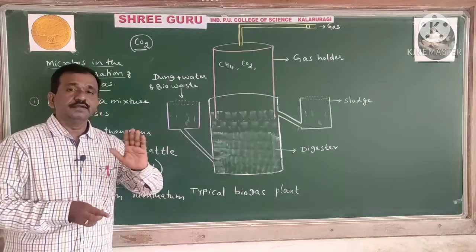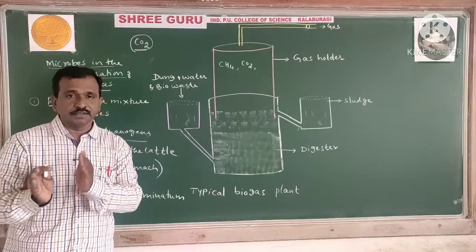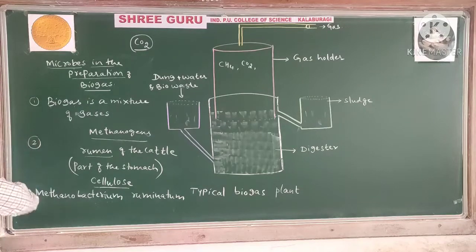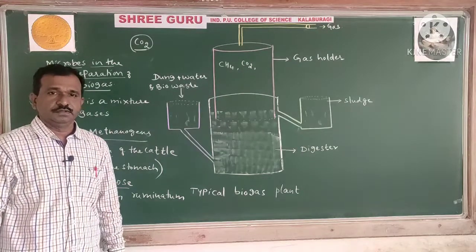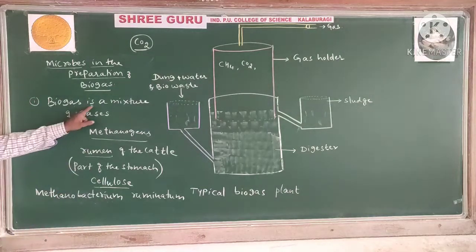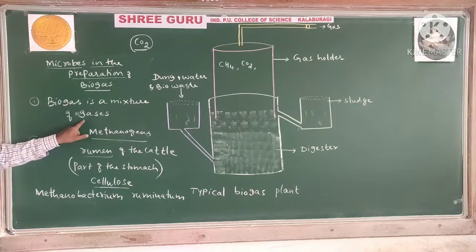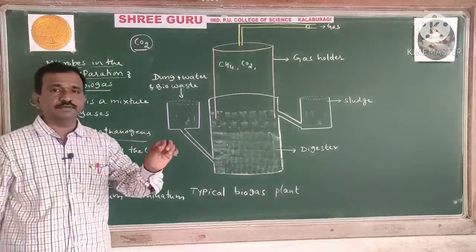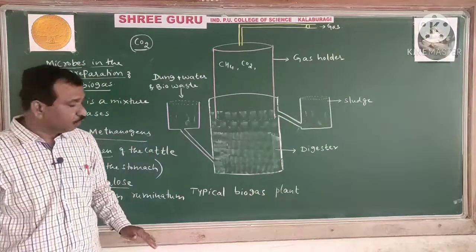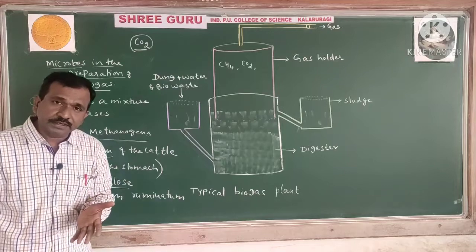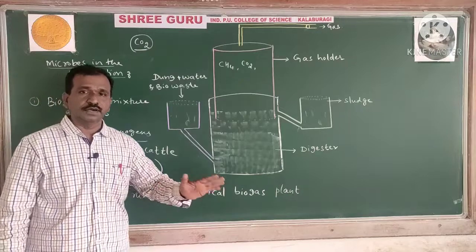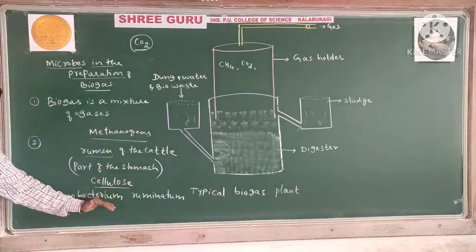Now we come across why it is present in the cattle region itself. This is the second point. Point-wise we have to observe that. Followed. Biogas is a mixture of gases. For the preparation of biogas, normally Methanobacterium ruminatum is required. Where is this Methanobacterium present? It is present in the rumen of the cattle for the sake of cellulose digestion. Right. This part is over.